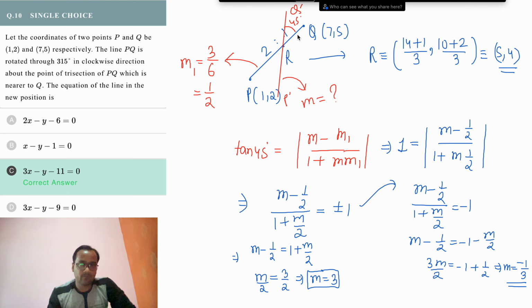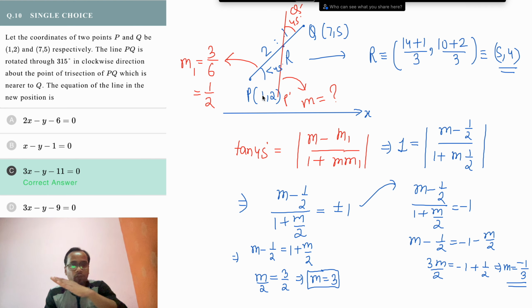Because see, this PQ is having slope 1 by 2, which is less than 1. That means with the horizontal x-axis, this PQ is making an angle of less than 45 degree. Because if it is 45 degree, then PQ slope will be 1. But if it is 1 by 2, it is making an angle less than 45 degree. Now if you add 45 degree to this, then it will not cross 90 degree. So this line will have a positive slope. It will not have a negative slope.